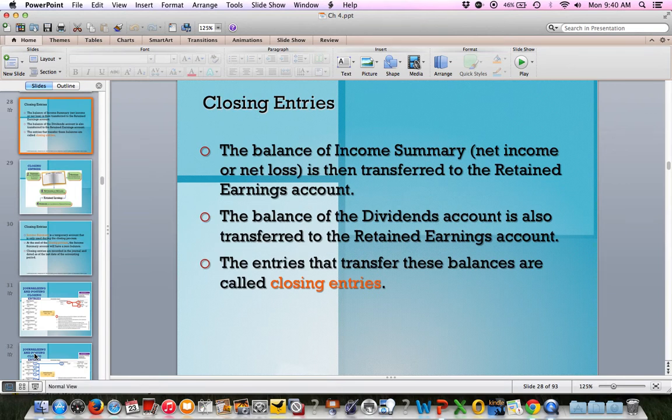And so what we do is we transfer the balances of all revenues and expenses to income summary, and then we come up with a net number in income summary, which would represent either our net income or our net loss, revenues less expenses. We then take that number and we transfer it to retained earnings. And then finally we also close the dividend account. Okay, and we transfer the balance of that dividend account also to retained earnings. Okay, and so the entries that transfer these balances are simply called our closing entries.